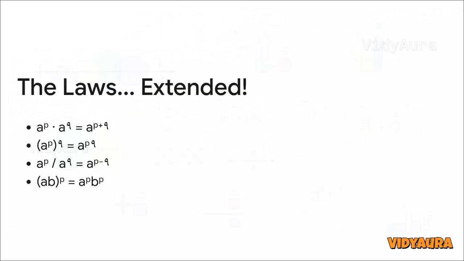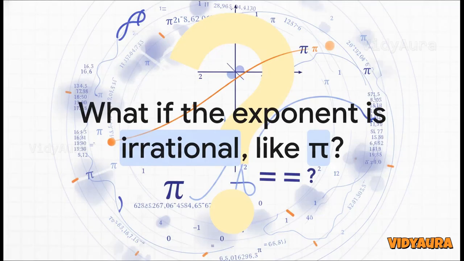So, what is the big takeaway from all this? It means our 4 fundamental laws of exponents aren't just for integers anymore. Nope, they work for any rational exponents you can throw at them, any fraction at all. And this is a huge deal. It means that whether you're working with 2 squared or 2 to the power of 1/2, the same simple, elegant rules always apply. And that leads us to one final, kind of mind-bending question.